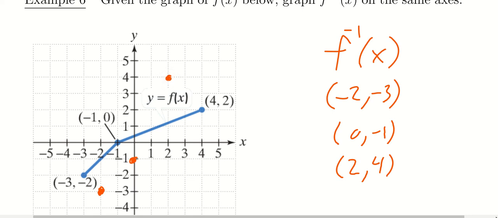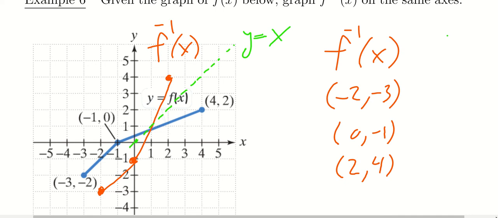The graph of f was piecewise linear. So if we just connect these via straight lines, that would give us the graph in orange, which would be the graph of f inverse of x. And I'll also go ahead and draw the line of symmetry here. Again, the line of symmetry is the line y equals x. If you were to take these two graphs, imagine if the plane was like a piece of paper, and you could fold this paper along that crease, that line of symmetry, the two graphs would perfectly match up with each other.